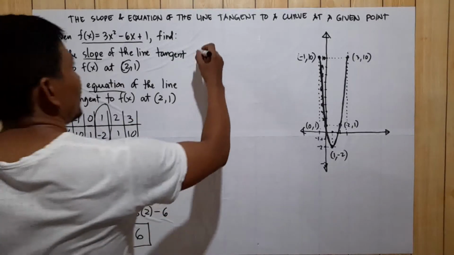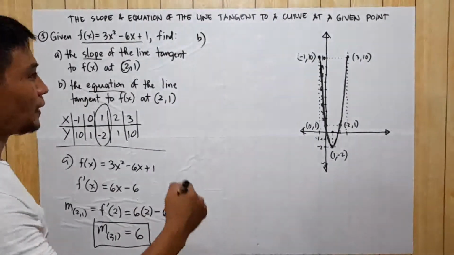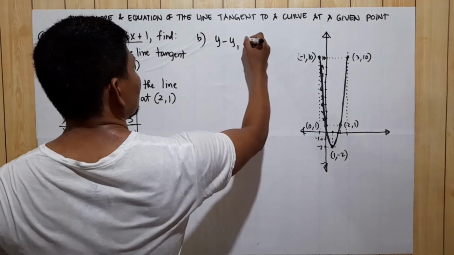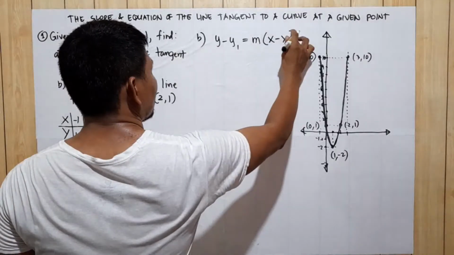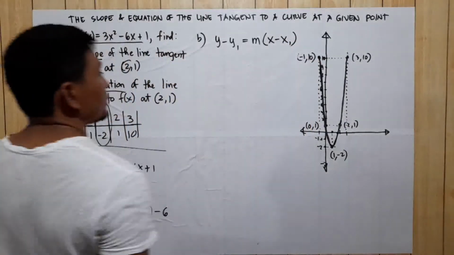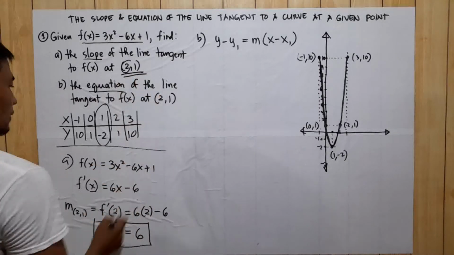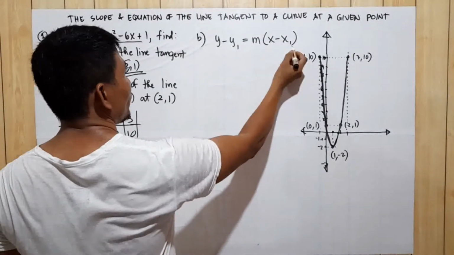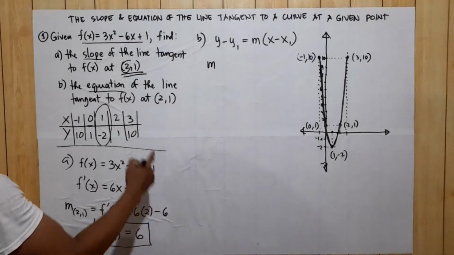So, simple lang po yan. Gamitin lang po natin ang point slope form of a line. So, point slope form of a line po is y minus y1 equals m times x minus x1. Okay? But since meron na po tayong points na given, (2, 1), it follows na meron na po tayong x1 at y1. So, m, alam na rin po natin yung m at that point.